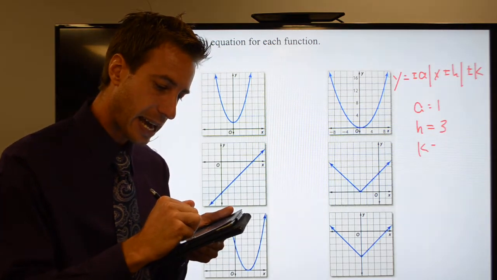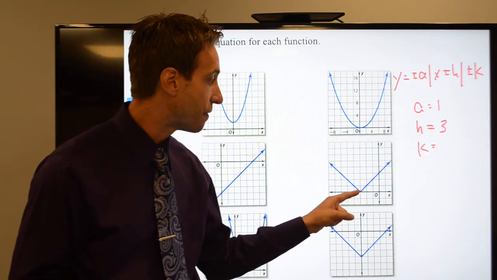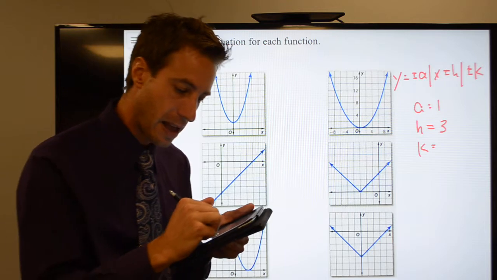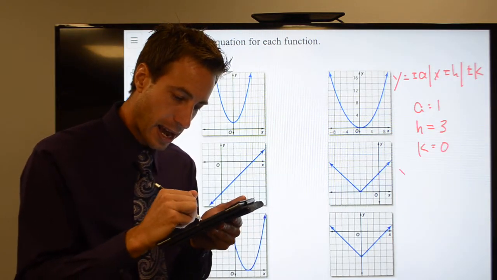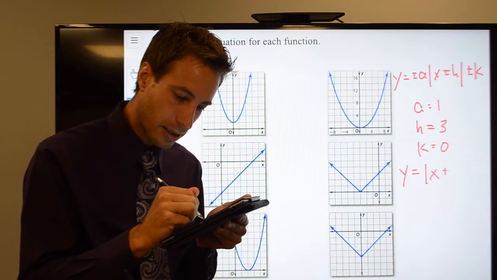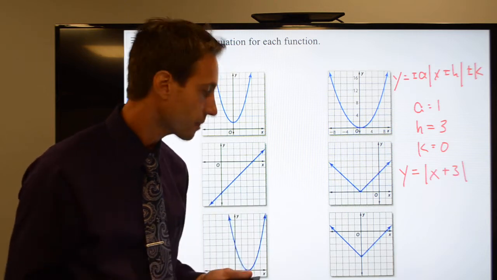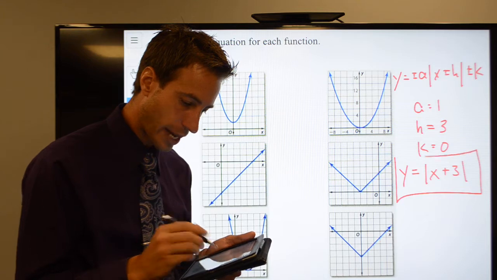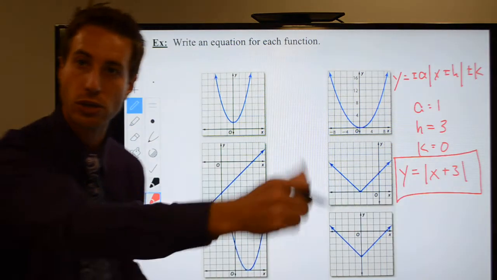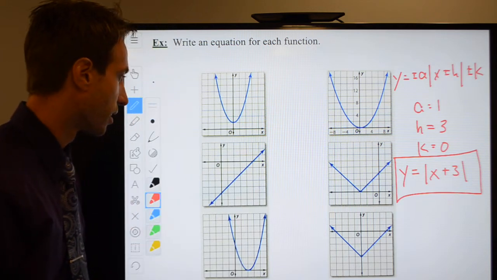Do I have a k? Well, since the v is at y equals 0, it's not been shifted up or down. That means that k is 0, and I have y equals the absolute value of x plus 3. This would be the equation for this graph right here. A horizontal shift 3 units to the left.